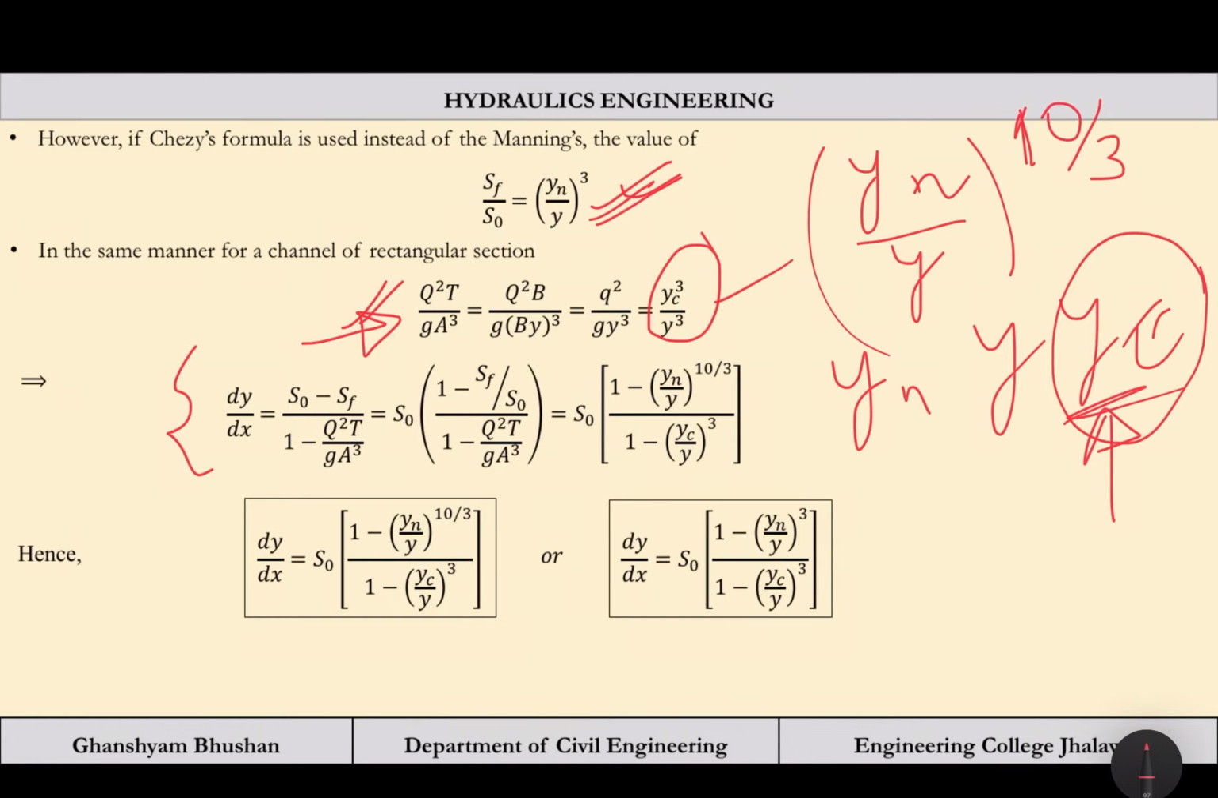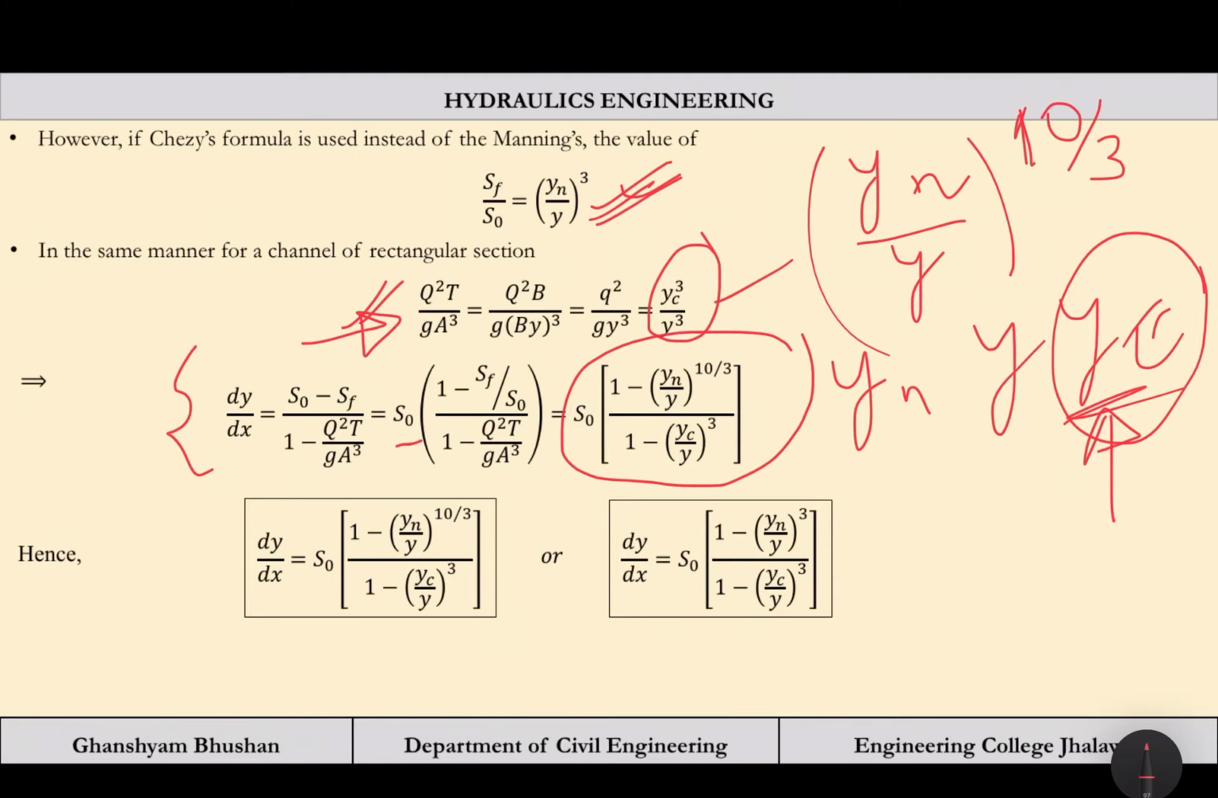So we want to check the variation between various depths. So we have to check the variation of slope. That is why we have done all these calculations. Now take S naught as common. So we will get S naught times 1 minus Sf by S naught, divided by 1 minus Q squared T by gA cubed. Now put in the values we have derived. All the values are put only in terms of depth. So only depth is there.